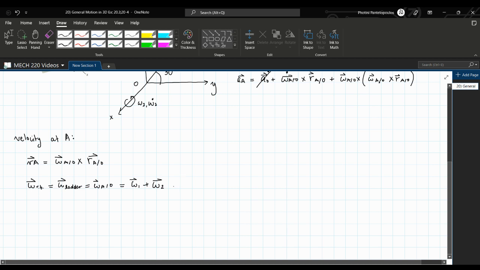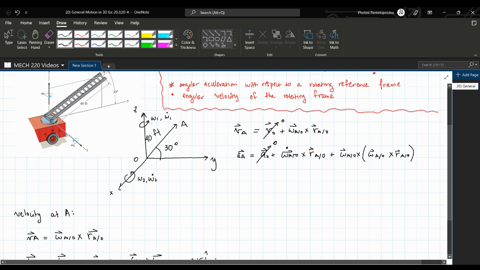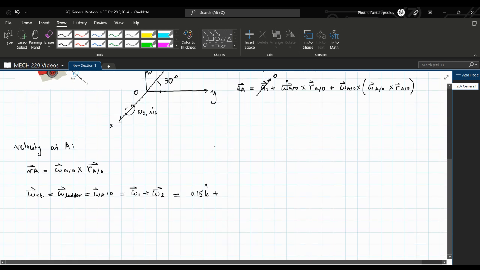So we're just going to go ahead and compute that right away. Our first angular velocity is 0.15 k hat, because this is a vector addition, and omega 1 is rotating about the z-axis, so we assign the k unit vector to it, plus 0.6 i hat, and that's in rad per second.